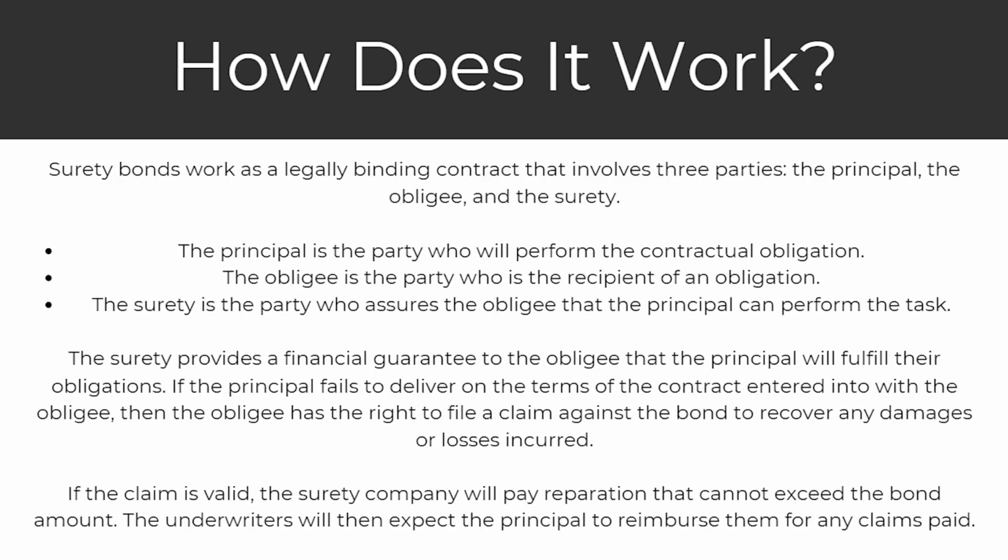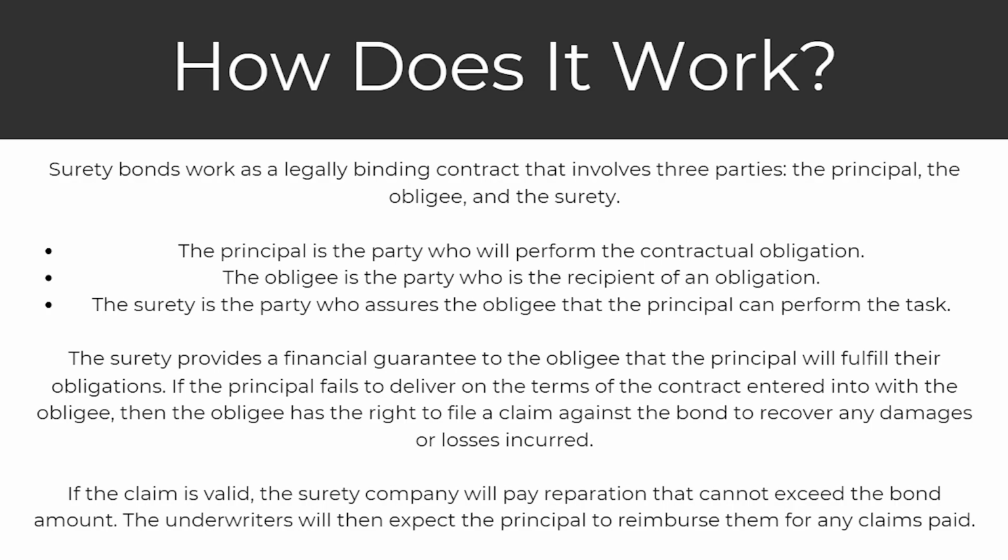So how does it actually work? It works as a legally binding contract that involves three parties: the principal, the obligee and the surety. The principal is the party who will perform the contractual obligation, the obligee is the party who is the recipient of an obligation, and the surety is the party who assures the obligee that the principal can perform the task. The surety provides a financial guarantee to the obligee that the principal will fulfill their obligations.